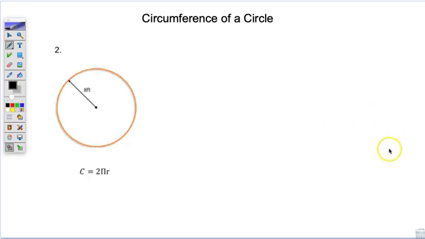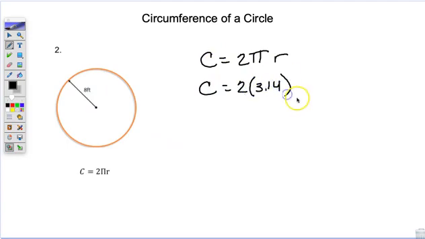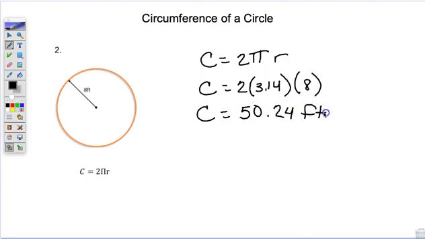Let's take a look at another example. In this example, our radius is 8 feet. So always start with the formula and plug in what you know. We know that pi is going to be represented by 3.14, and we know the radius is 8. Multiplying these three numbers together, you should get 50.24 feet.